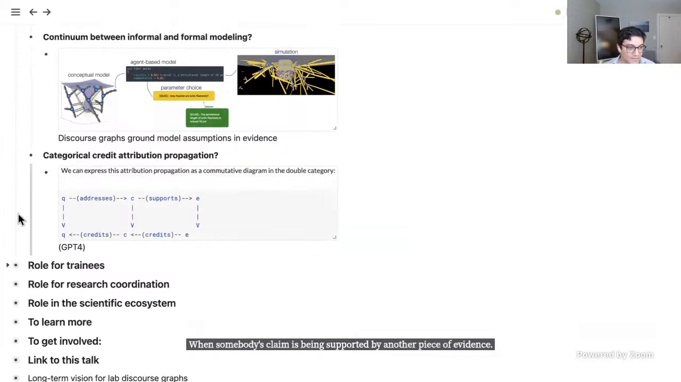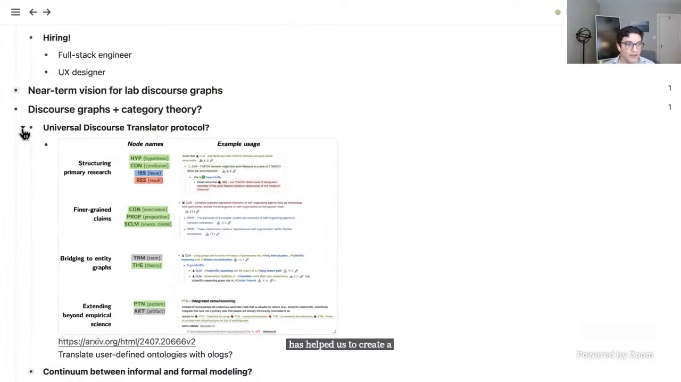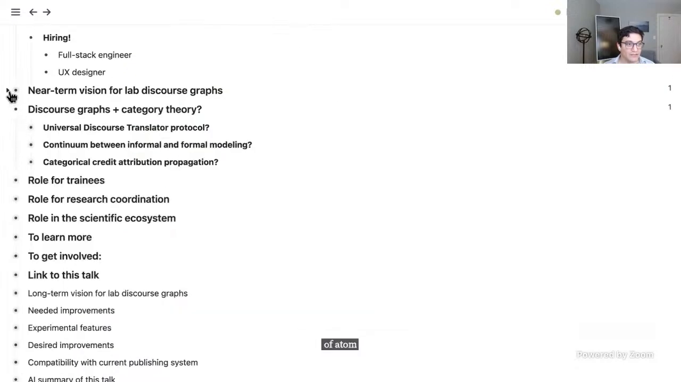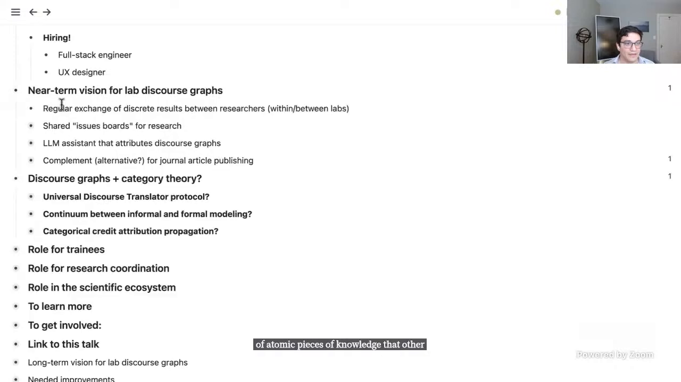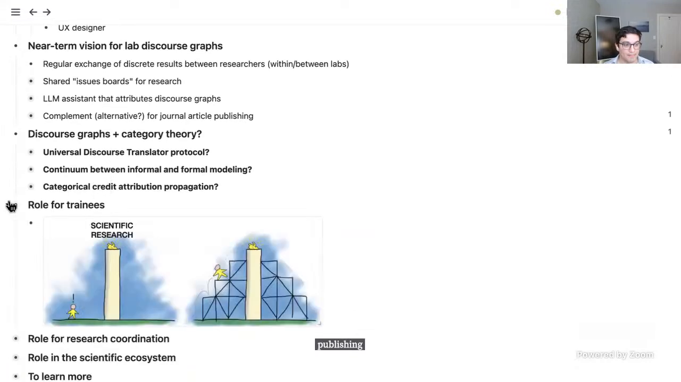Okay, so in summary, this discourse graph tooling has helped us to create a network of atomic pieces of knowledge that other members of the lab can exchange, cite, and post that might be a complement or an alternative to journal article publishing for collective sense making.